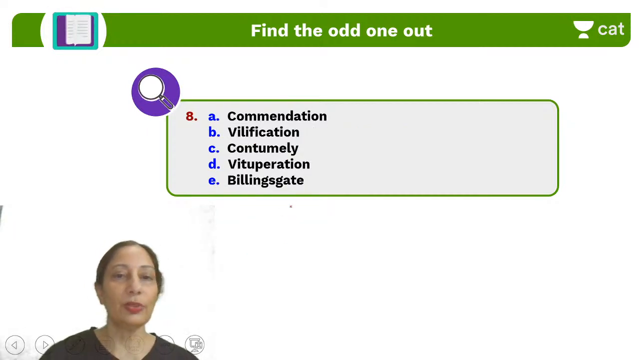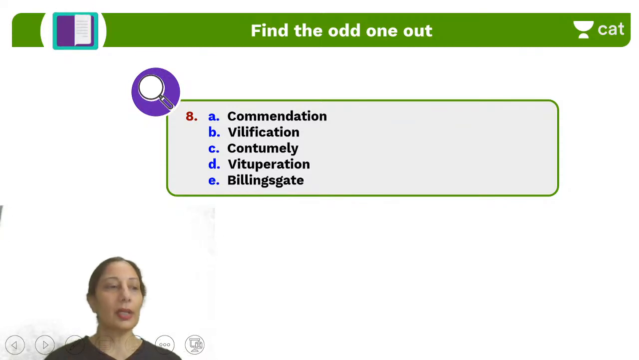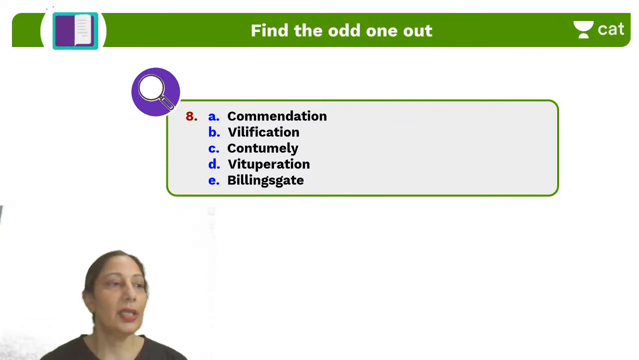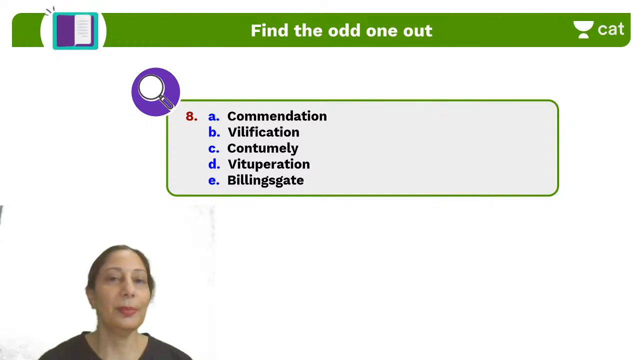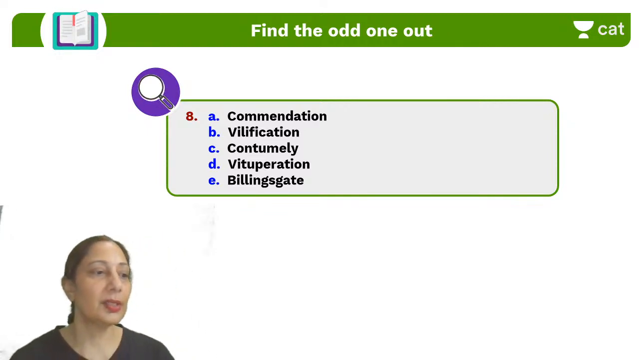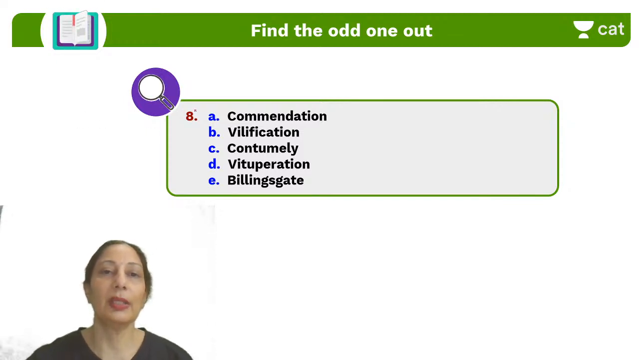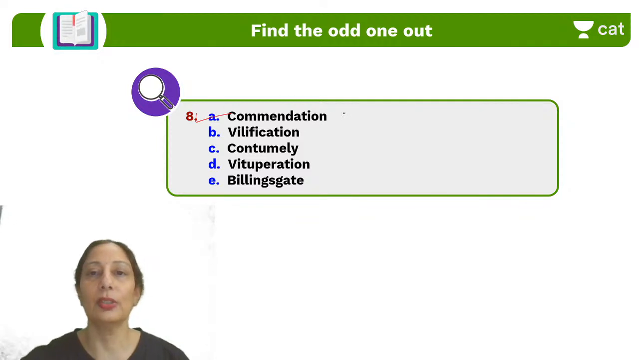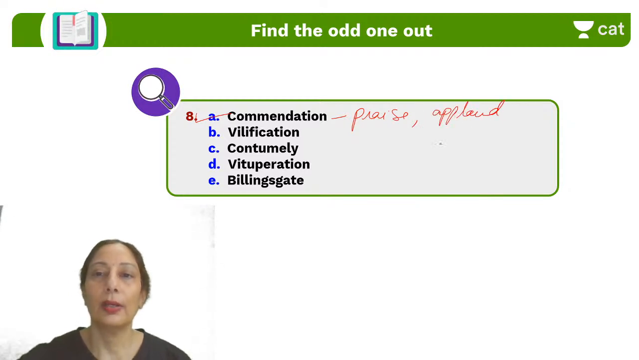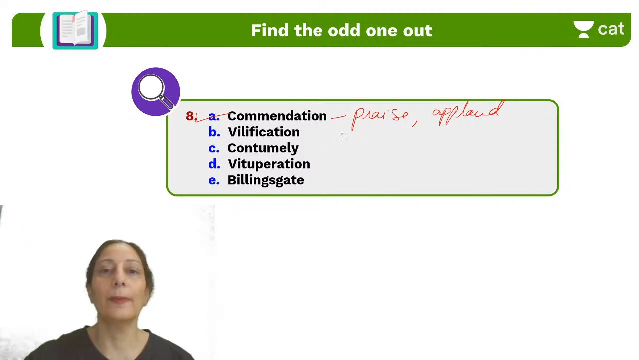Yes. Coming to the next one. What is the answer, guys? A, B, C, D, E. Yes. Can anybody tell me what is the answer here? Commendation, vilification, contumely, vituperation, Billingsgate. What is the answer? Yes, Arnav, very good. Arnav is giving me the correct answer. Commendation. Commendation means praise. To commend somebody means to praise or to applaud. Right? So commendation is the answer.